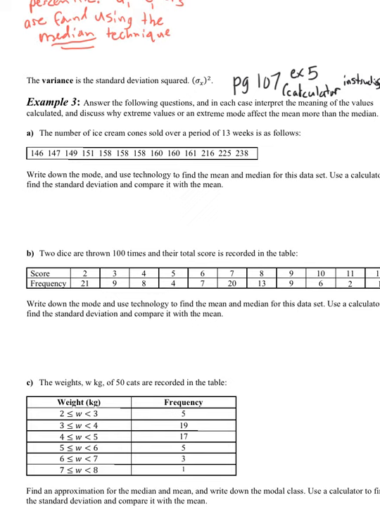So for this first data set, I'm going to write it down because not all of you can see my calculator. The mean was 171.31. Okay. And then the standard deviation was 30.84 when I rounded to the nearest hundredth.